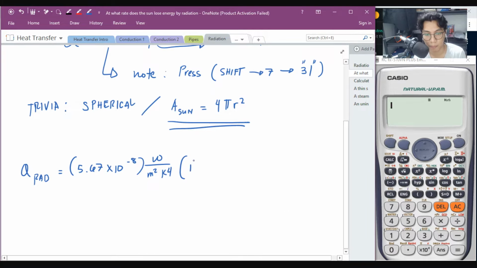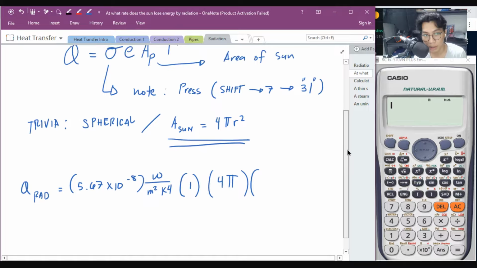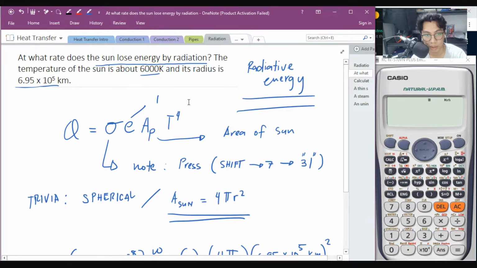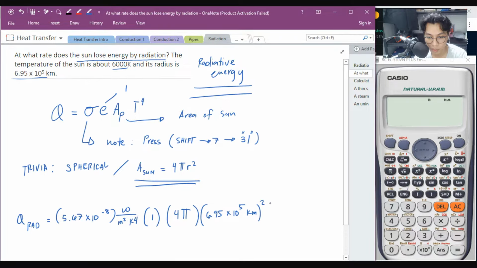So, that is 1. Tapos, yung iyong area, which is 4 pi, what is the radius na binigay sa'yo dyan? Tingnan mo dyan. Ayan, no? 6.95 times 10 to the 5th kilometers. Ang problema, naka-meters. So, ang gagawin natin dito, mamaya natin i-convert. So, kilometer. Ano pang kulang dyan? T to the 4th. So, 6,000 K. 6,000 degree Kelvin to the 4th.